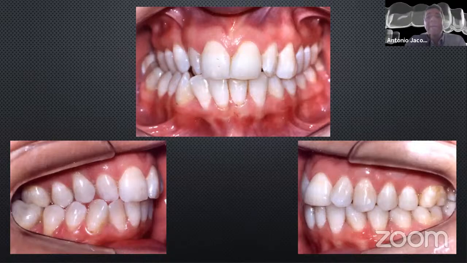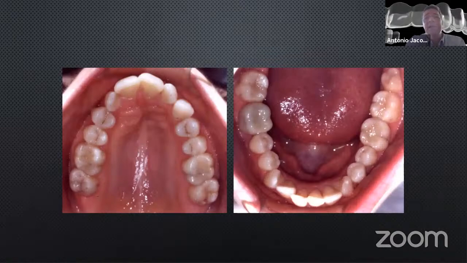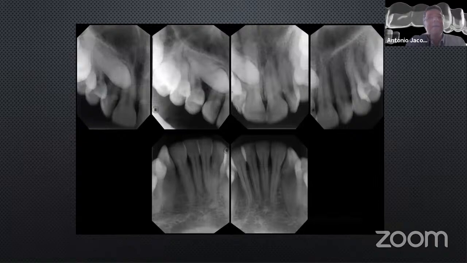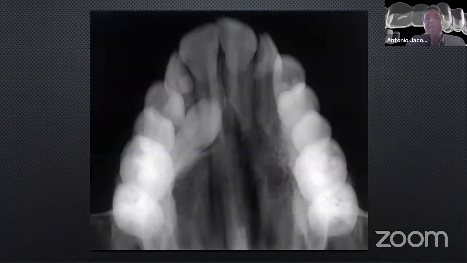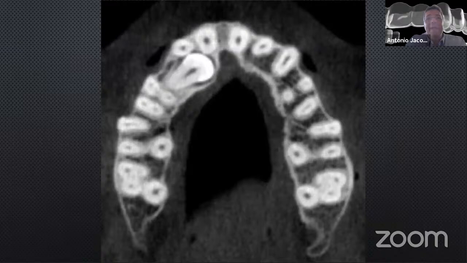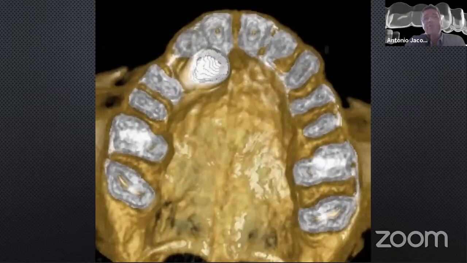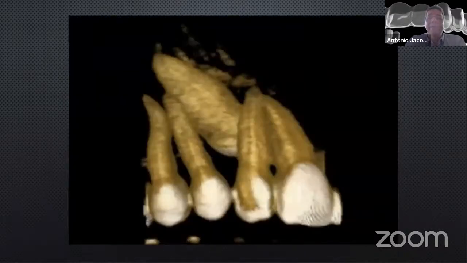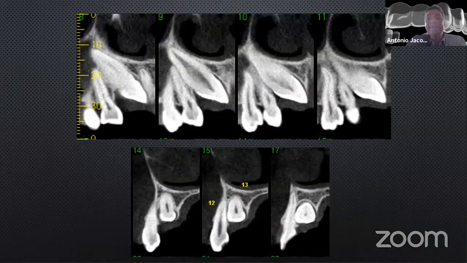So this is the occlusal views, the panoramic X-rays, the periapical X-rays, and the occlusal X-rays. And then we made a CT scan to see the 3D position of the canine, right? And then we think that maybe we can open the space for this canine, right? And this is the CT scan.